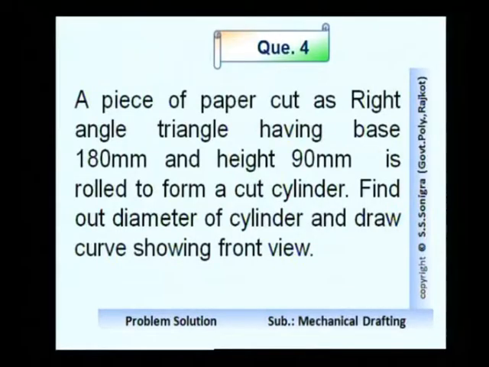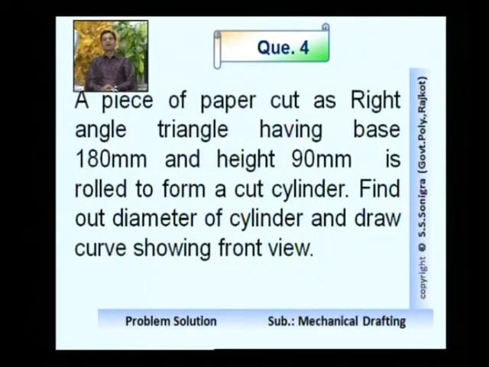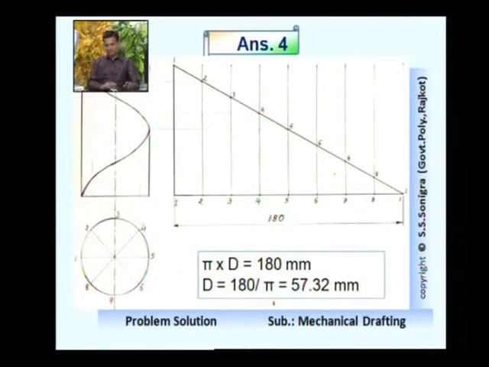Now next problem, problem number 4. The data is given. A piece of paper cut as a right angle triangle having base 180 mm and height 90 mm is rolled, with the height of 90 mm, to form a cylinder. A paper is cut and rolled into a cylinder. Find out the diameter of the cylinder and draw the curve showing the front view. So here data is given like this. A piece of paper is given to us, you can see here.